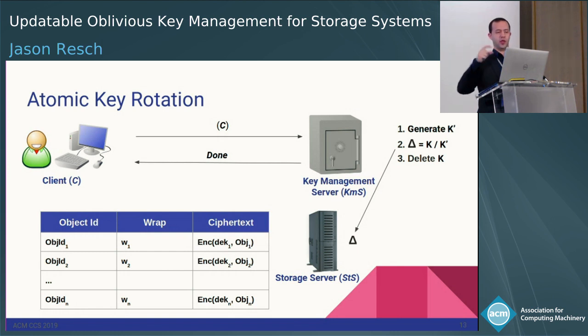But there's only one time that the storage server interacts with the KMS, and it's when it receives the delta. It will then, behind the scenes, apply that delta to all of the wraps it has stored. And once it completes that, it can throw the delta away. During that time, however, for any read sent to that storage server which hasn't been updated, the storage server will need to perform that update before it returns anything to the client.